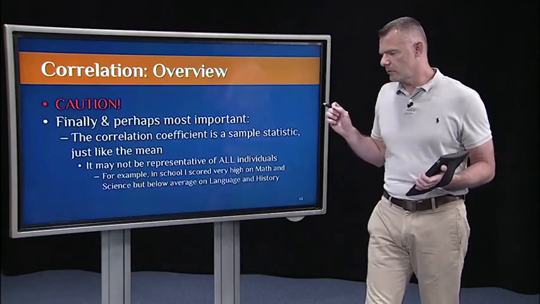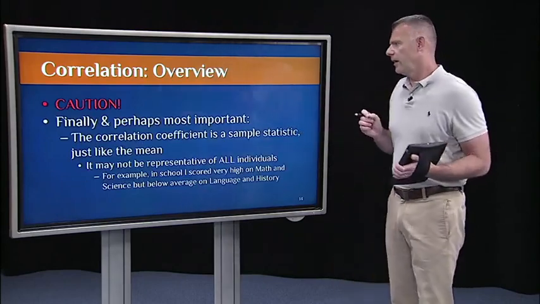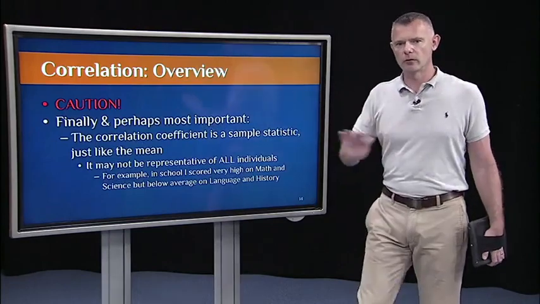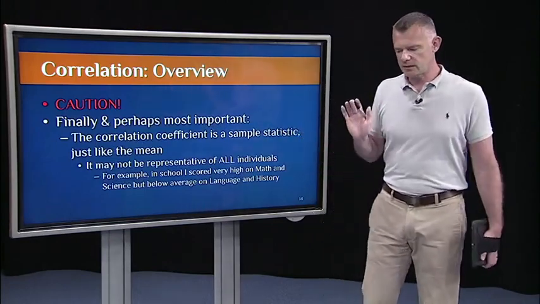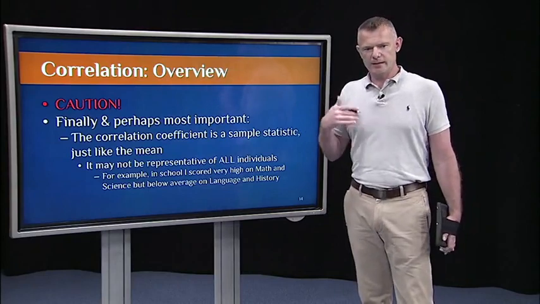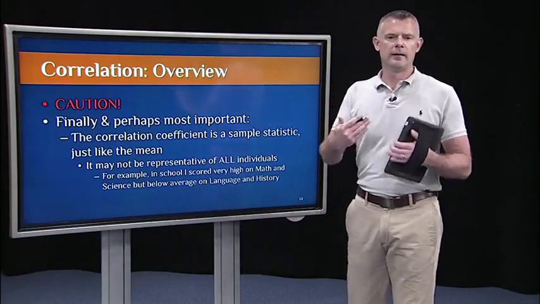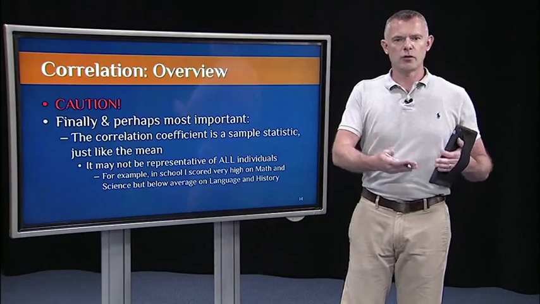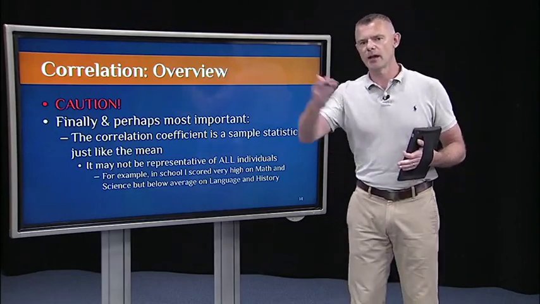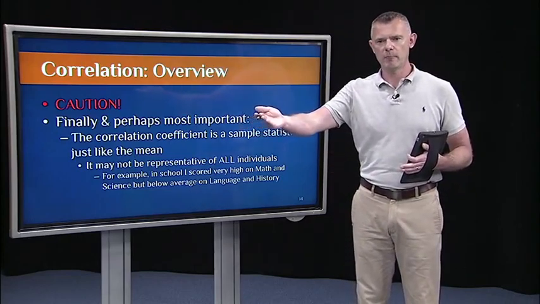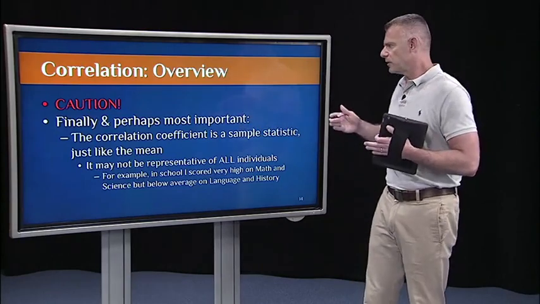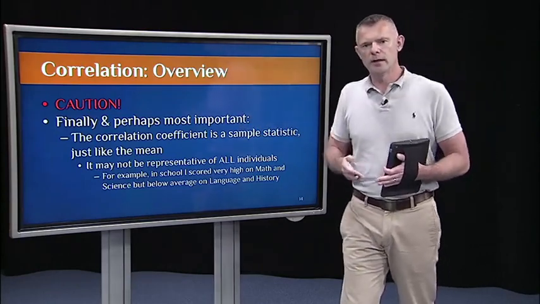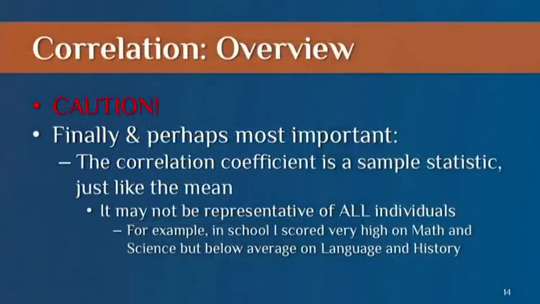And finally, this is the last cautionary note, and it's perhaps the most important for general consumers of statistics and particularly correlations. A lot of people get upset when they hear that, say, your score on some standardized tests predicts how well you're going to do in college. But it's only a sample statistic. A correlation coefficient is a sample statistic, just like a mean is a sample statistic. And it may not be representative of everyone in the sample, unless the correlation's 1.0, right?